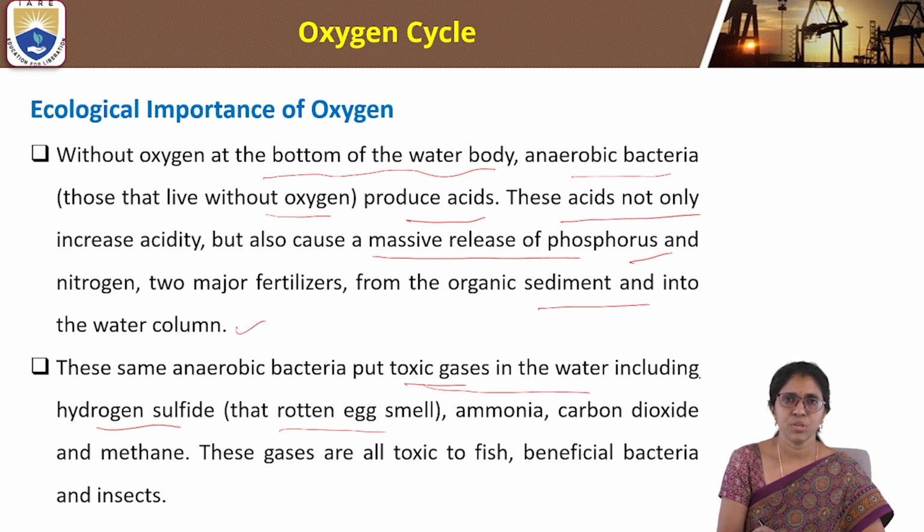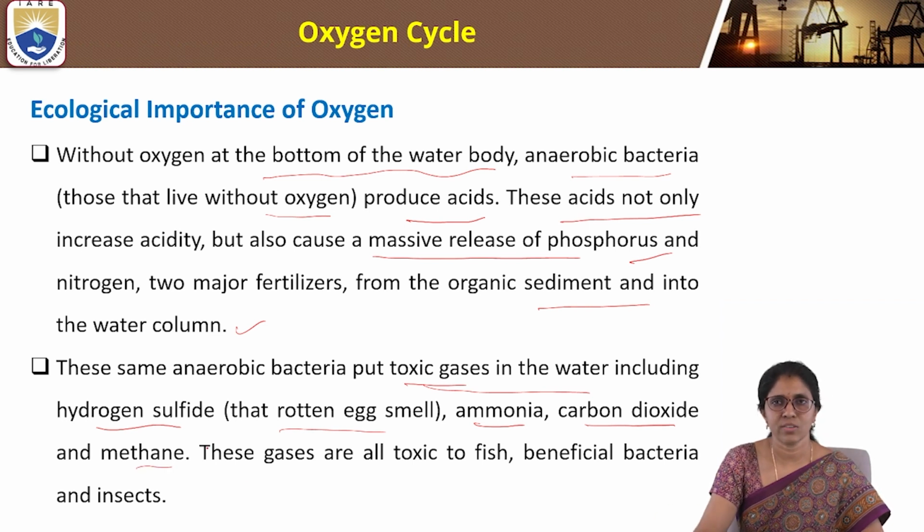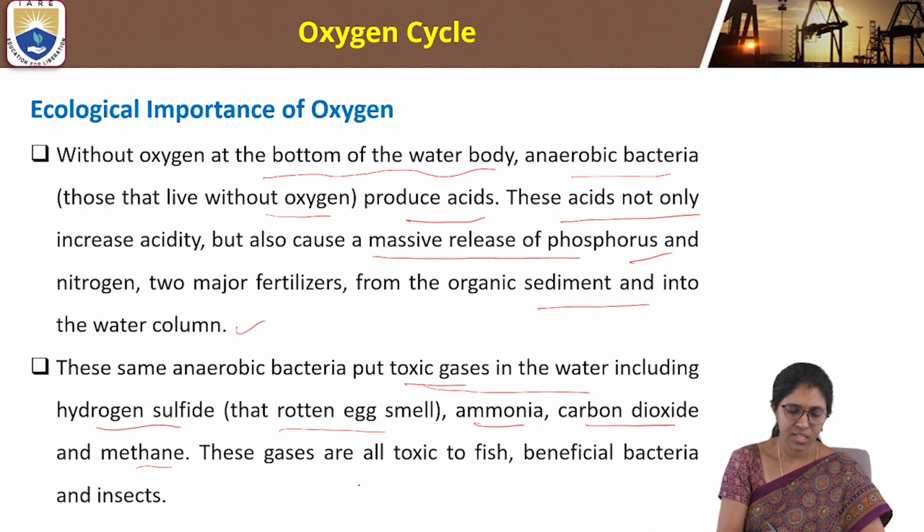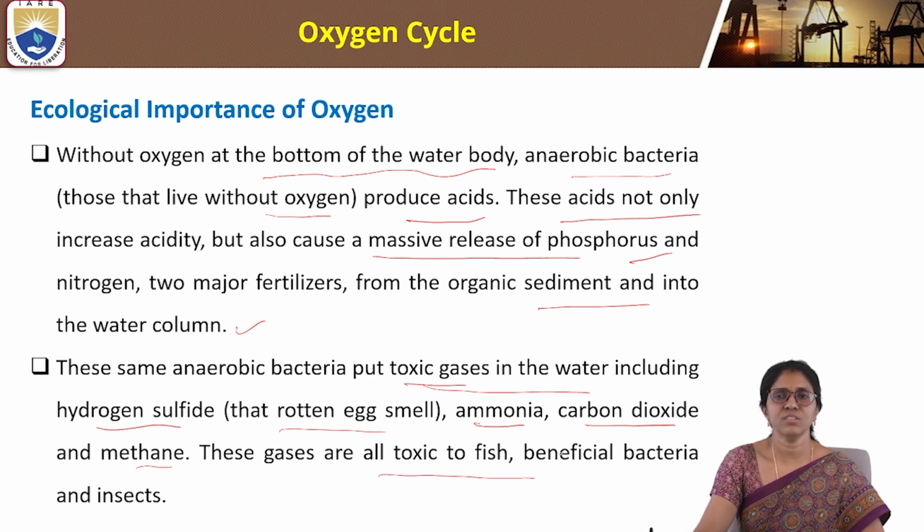So here it is producing hydrogen sulfide, ammonia, carbon dioxide and methane. These are all toxic gases. So anaerobic bacteria produce toxic gases in water, including hydrogen sulfide, ammonia, carbon dioxide and methane. These gases are all toxic to fish and to beneficial bacteria and insects.